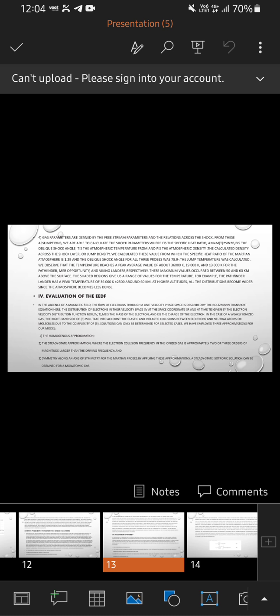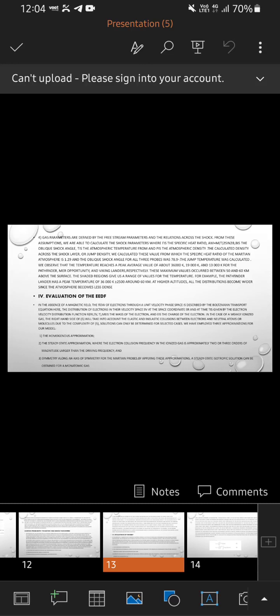Fourth, the gas parameters are defined by the free stream parameters and the relations across the shock. From these assumptions, we are able to calculate the shock parameters: the specific heat ratio, the oblique shock angle, the atmospheric temperature T∞, the atmospheric density ρ∞, and the calculated density across the shock layer, or jump density. From these values, the specific heat ratio of the Martian atmosphere is 1.29 and the oblique shock angle for the three probes was 78.9 degrees.